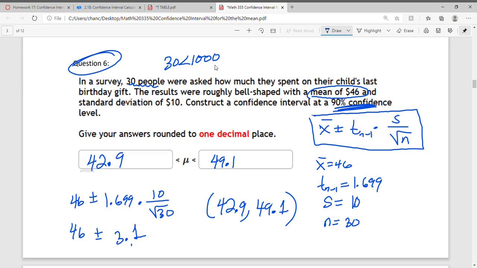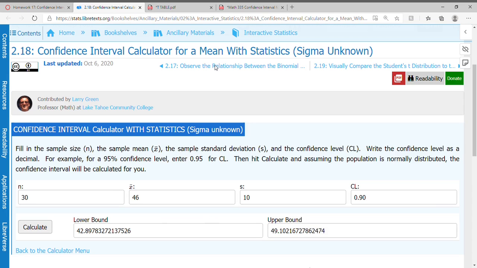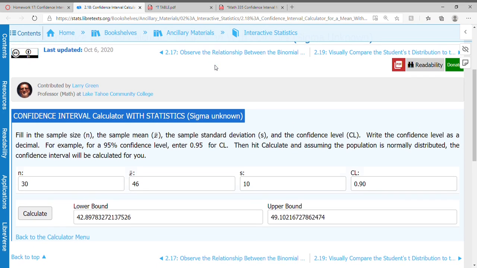Now let's check our work on our statistics calculator. I'm going to use the confidence interval calculator with statistics. And so I enter the sample size is 30. The sample mean is 46. The standard deviation is 10. And the level of confidence is 0.90. And this gives us 42.9 and 49.1, which is exactly the same as what we did by hand. So we know we did this problem correctly.